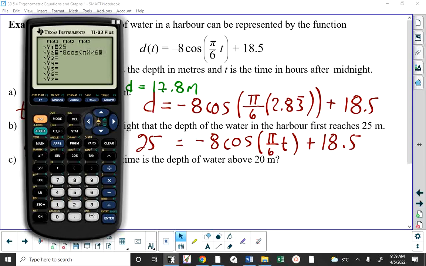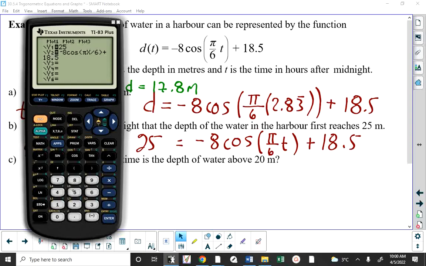Because if I enter pi over 6 times x, it almost looks like it's pi over 6x. It's not, but it looks weird to me. So that's why I prefer to do pi x over 6. And then I have plus 18.5.